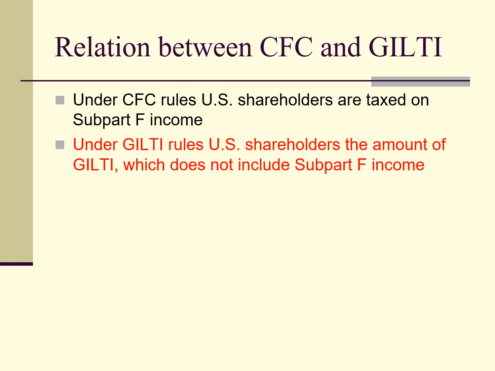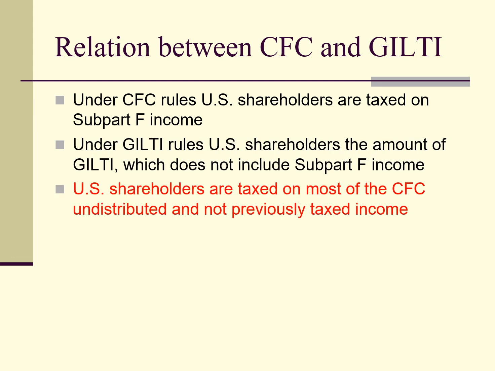Under the GILTI rules, however, CFC income taxed to shareholders is not limited to Subpart F, but Subpart F income is excluded from GILTI income. In effect, in many cases, U.S. shareholders are taxed directly on most of the undistributed and not previously taxed CFC income either under the CFC or GILTI rules unless the income is specifically excluded.